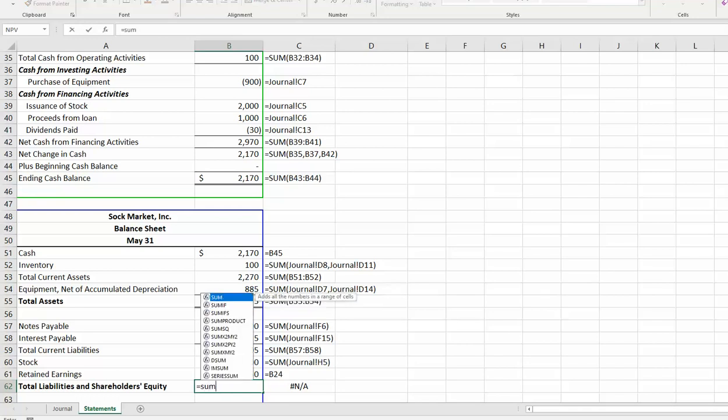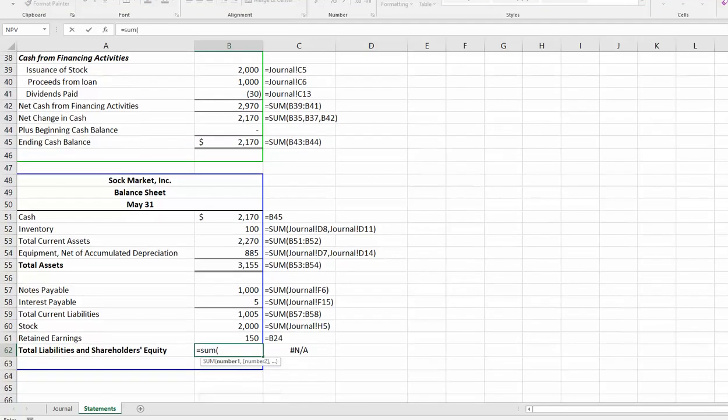Then you do a sum to total your liabilities and shareholders' equity. You're going to not double count your total current liabilities, and you hold your mouse key down and go all the way down to retained earnings, picking up all three. Then you will see that your total assets, 3,155, equals your liabilities plus shareholders' equity. And that's how you do the balance sheet.